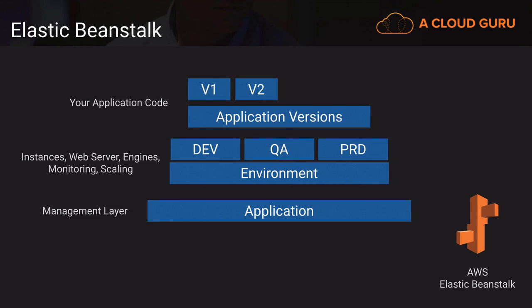At the bottom, there's the application layer, and this is the management layer. Now, within the application layer, we can have multiple environments, and these are your instances, your load balancers, auto-scaling groups, and monitoring, and so forth. And then on top of that, we can have different application versions. Now, we can have as many versions as we want. We can decide how to deploy those versions when we need to do an upgrade.